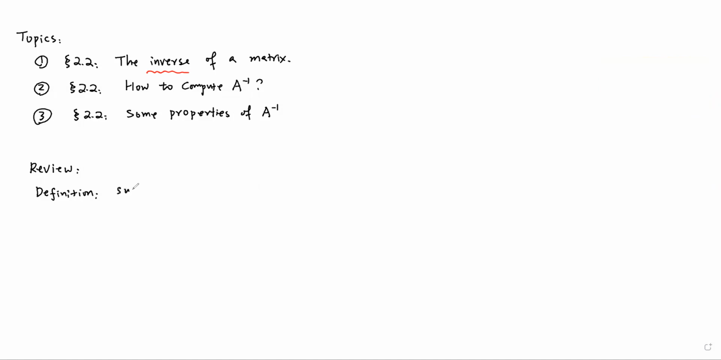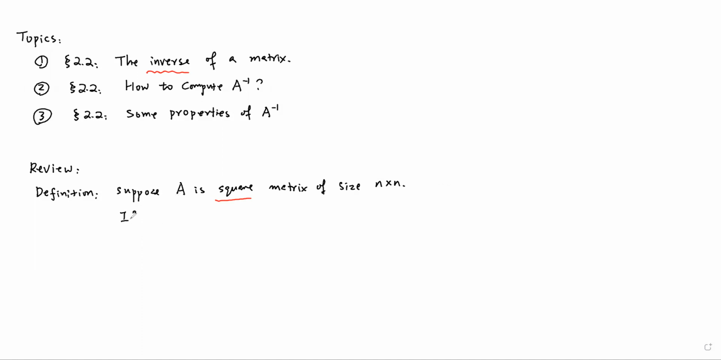Suppose a matrix A is a square matrix. Here we don't consider the inverse of a rectangular matrix. A is a square matrix, say the size is n by n. The matrix A has an inverse.